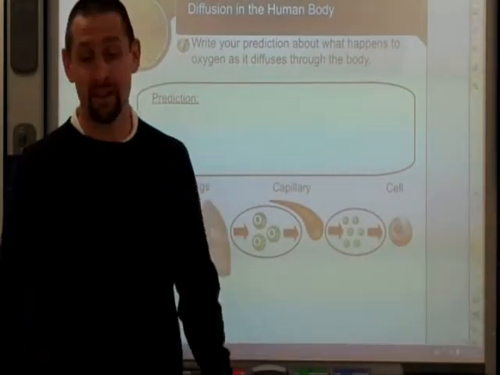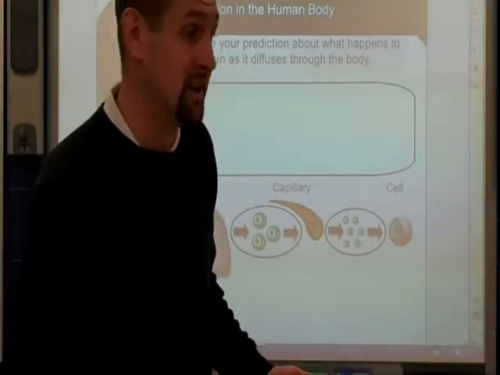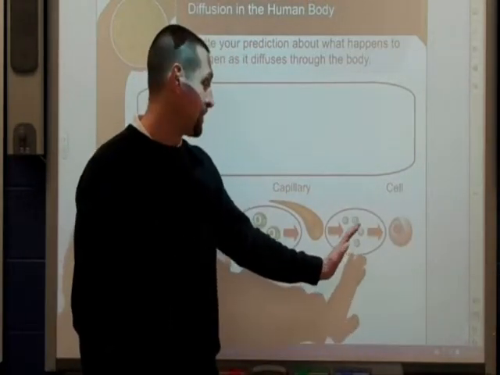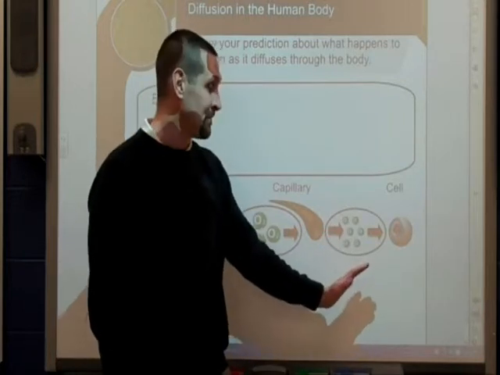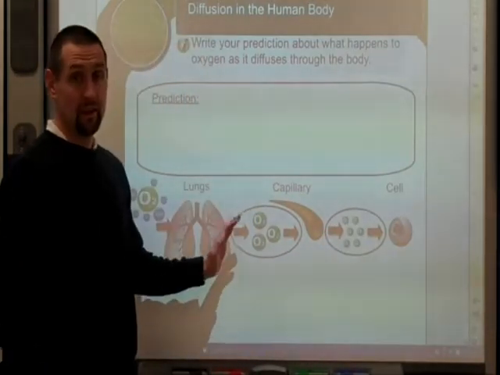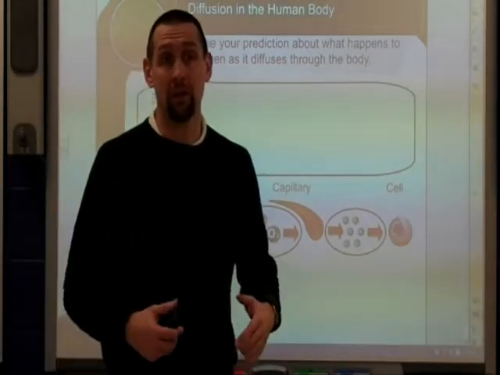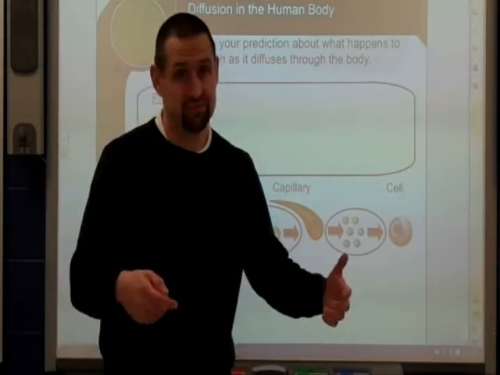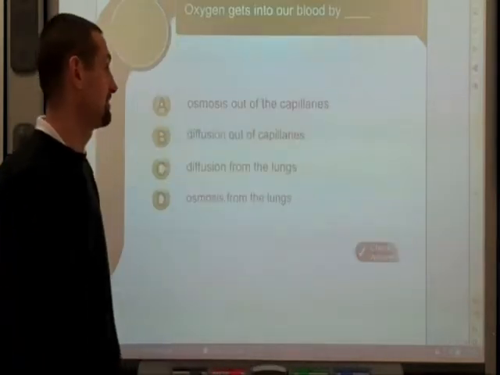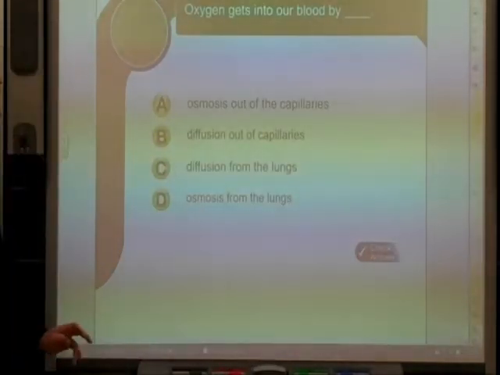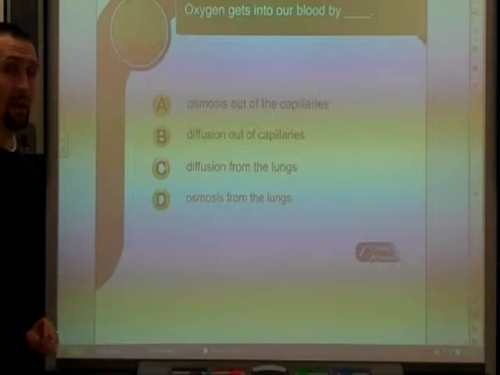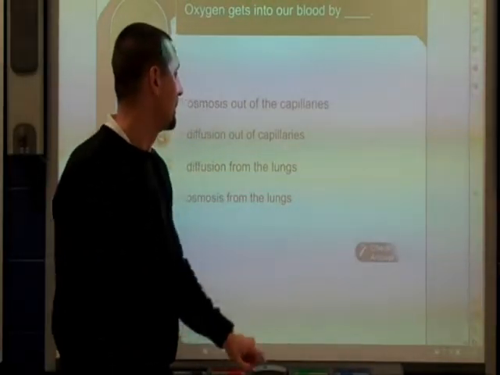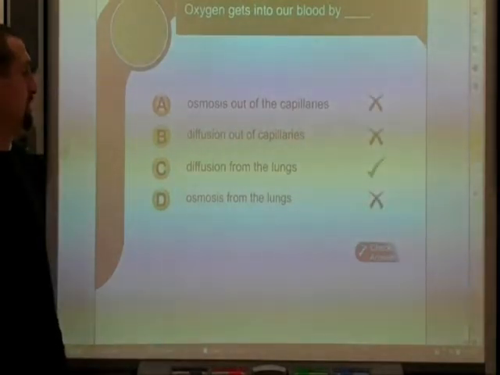Now, if you were talking about carbon dioxide, it would be going in the opposite direction, right? The high carbon dioxide buildup in the cells will be picked up by the blood in the capillaries, transported back to the lungs, where it will be dropped off because there's a low concentration of carbon dioxide in the lungs, and we breathe it out. So oxygen gets into our body by diffusion from the lungs.